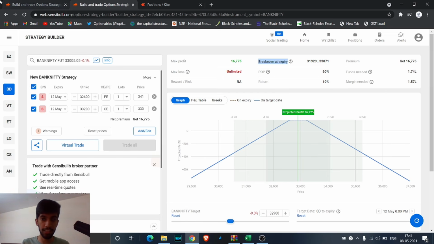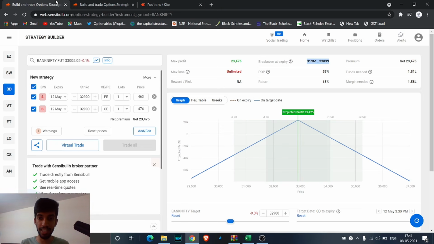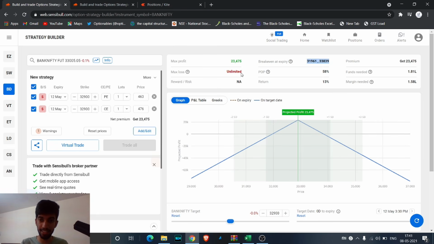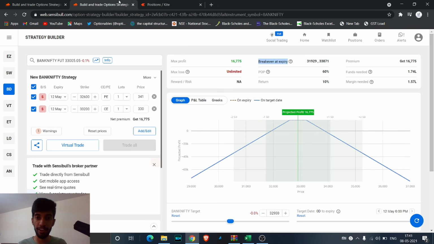32,929 to 33,871. So you can see that the break even has just increased by 40 points. In spite of me going away 300 points, my break even has just increased 40 points. So from 31,961 on the downside, it has just come to 929, which is not even 40 points, it's 32 points. And even on the upside, it is very similar. It has just gone up 32 points.